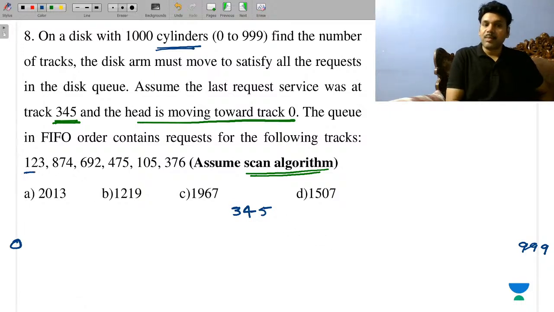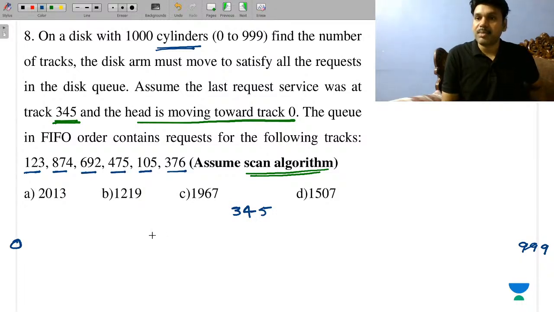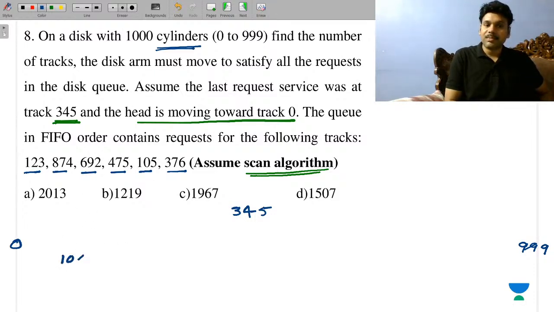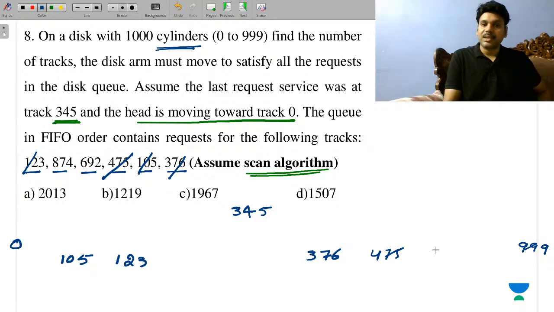Now the requests are coming: 123, 874, 692, 475, 105, 376. Please write them in ascending order. That's very important. So in that, 105 is the least, then 123 is required. Then after that 376 is required. Then after that 475 is required. Then after that 692 is required. And after that 874 is required.